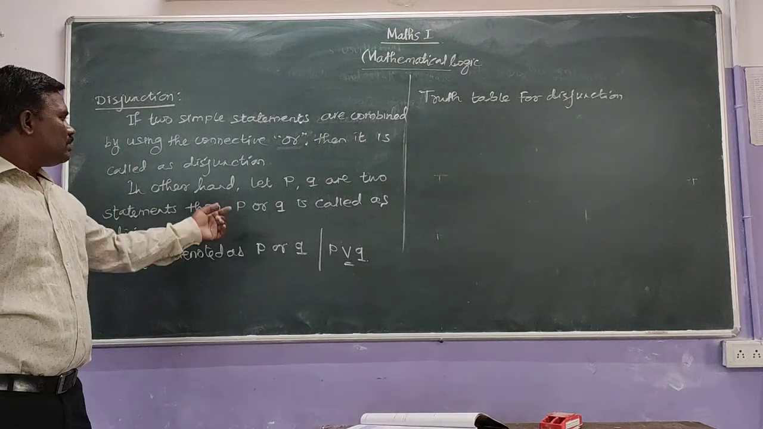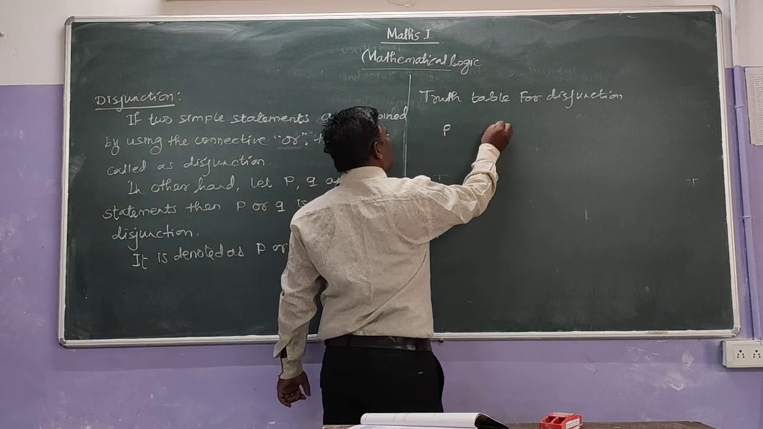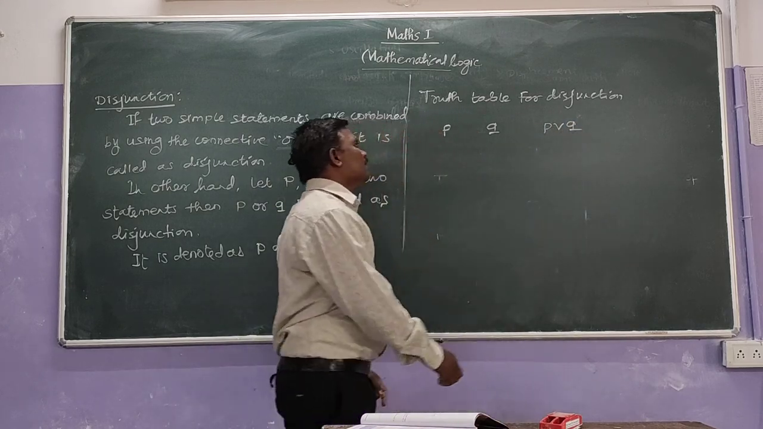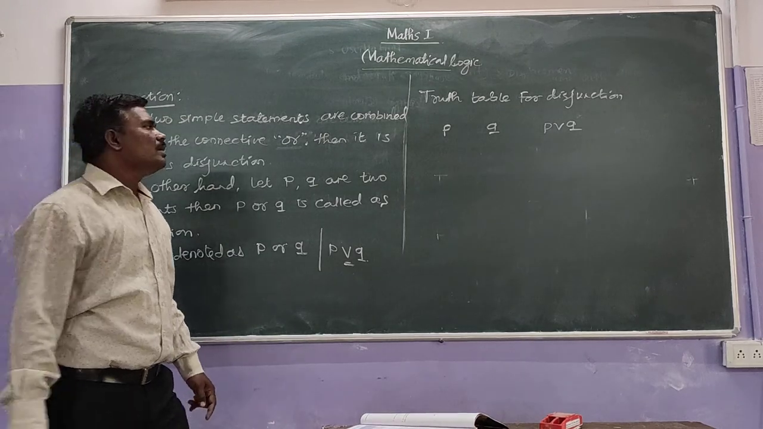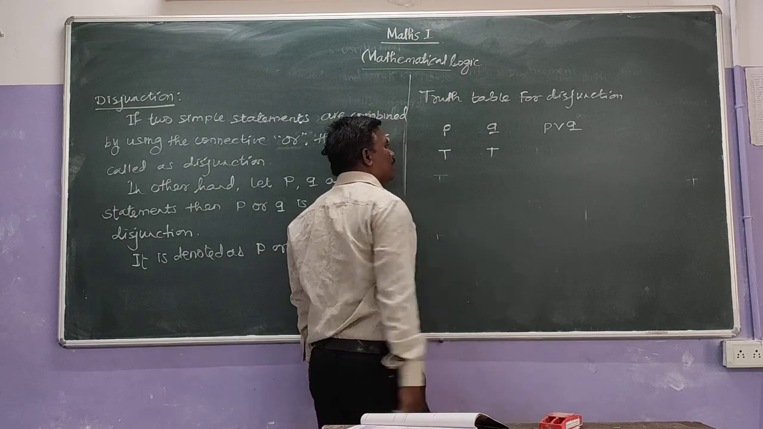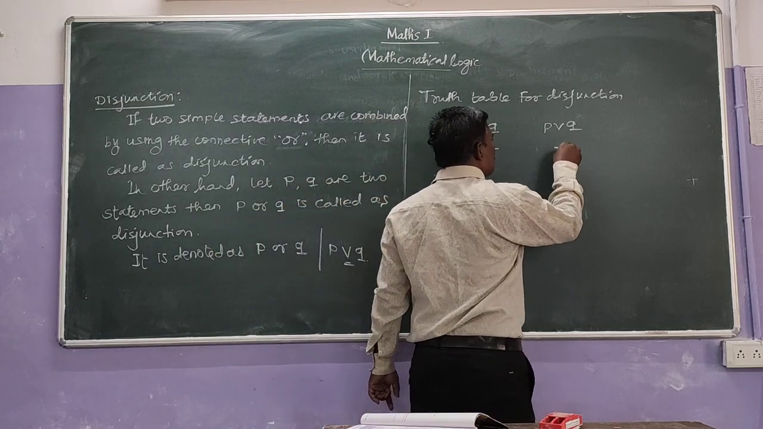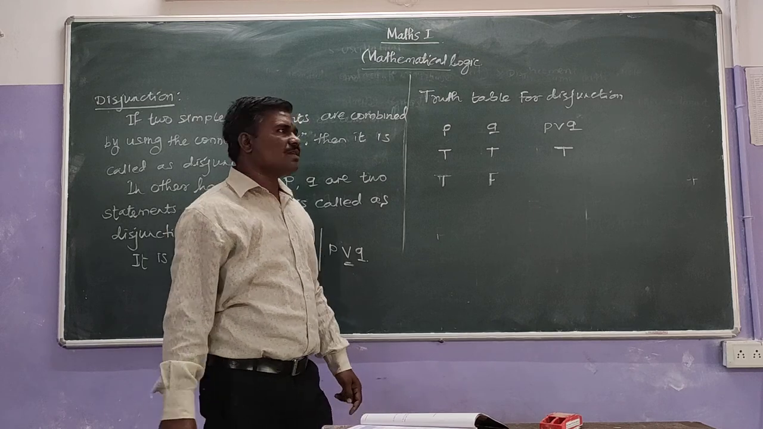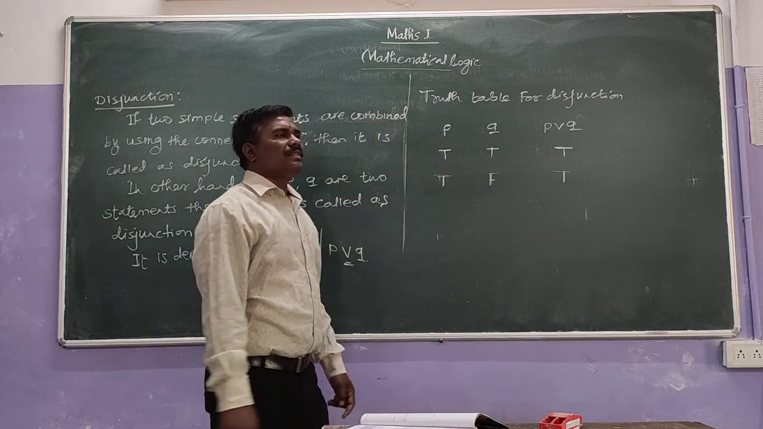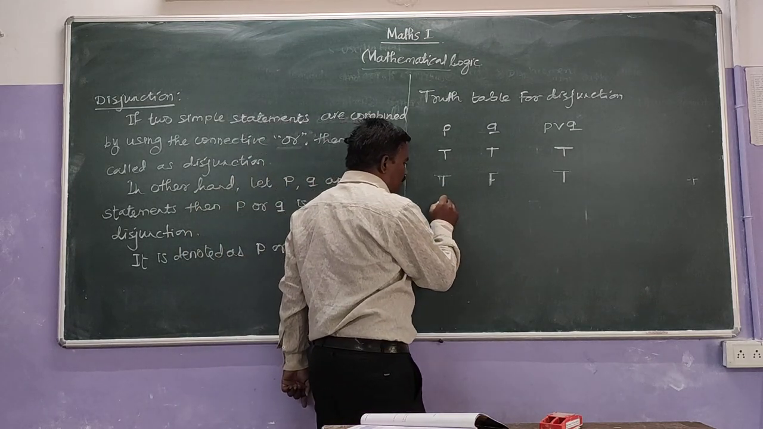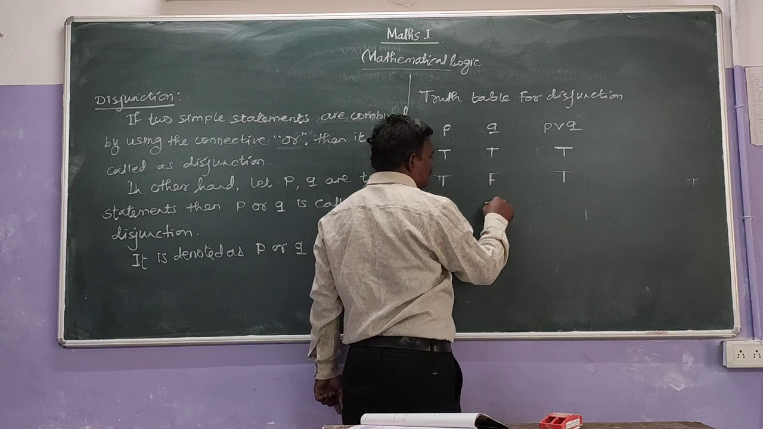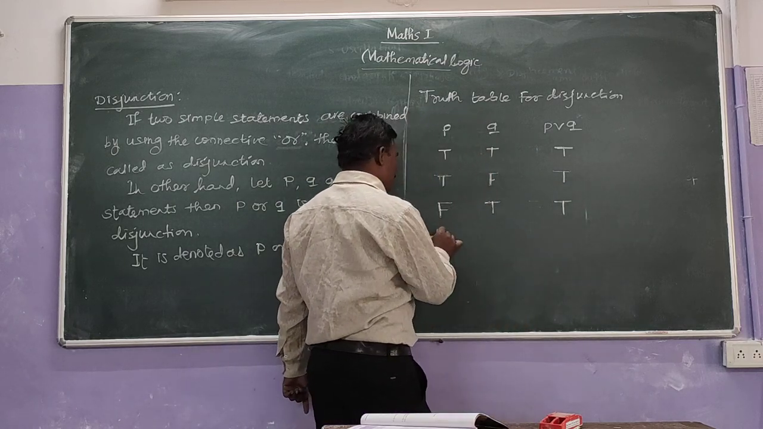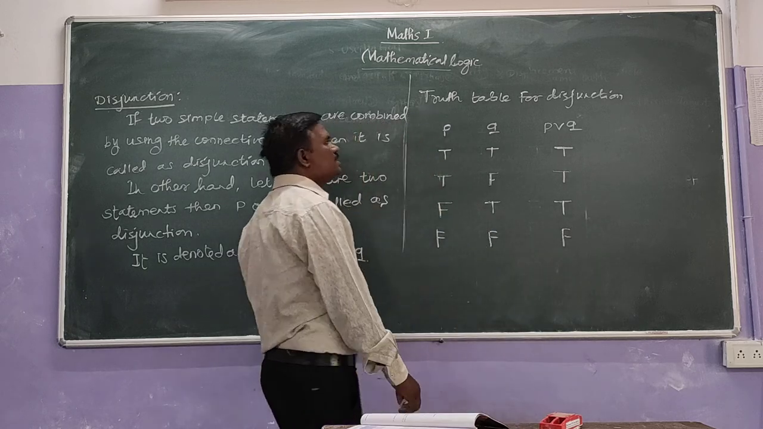Consider here the two statements, that is P and Q, and its disjunction P disjunction Q. Therefore, take here the possible truth values of P and Q. First, both are true. Therefore, its disjunction is true. Second is, P is true and Q is false. Then true disjunction false is again true. Third case is, first P is false and Q is true, then false disjunction true is true, and both are false, then its disjunction is false.